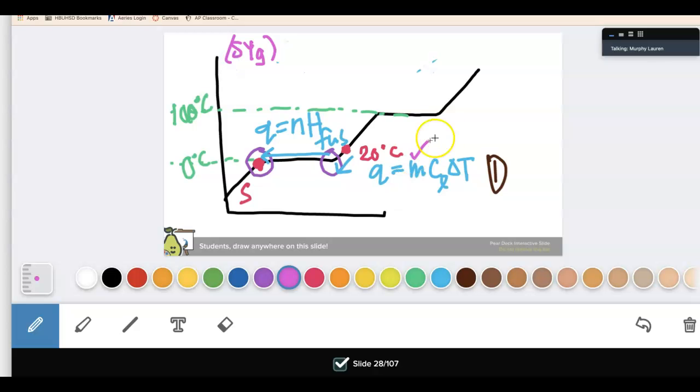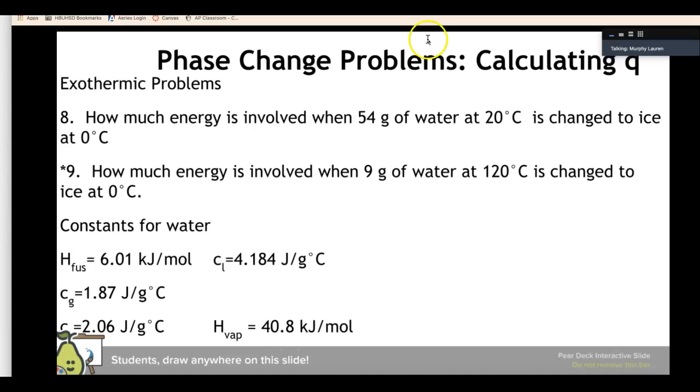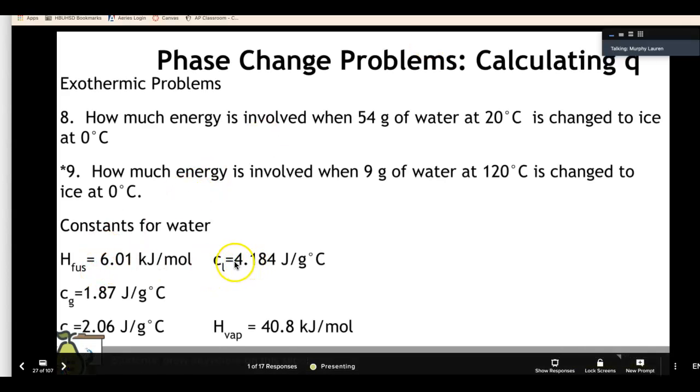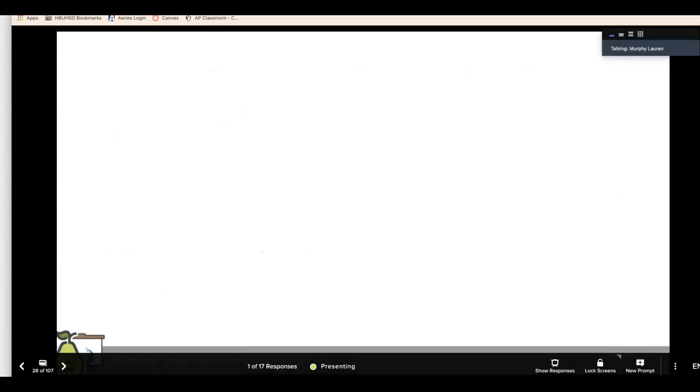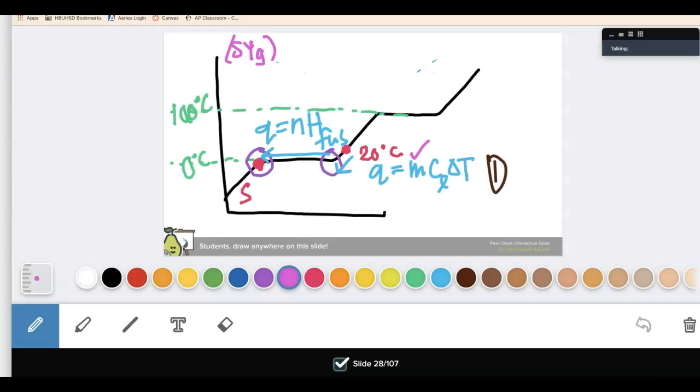Specific heat of liquid water. Again, this is a constant. So if you go back here, you look it up, it's right here. 4.184 joules over grams degrees Celsius. So here's C: 4.184 joules over grams degrees Celsius. Be very careful with the delta T.